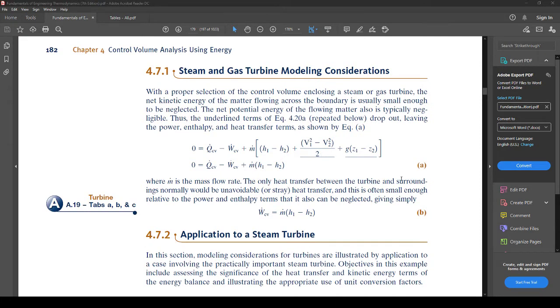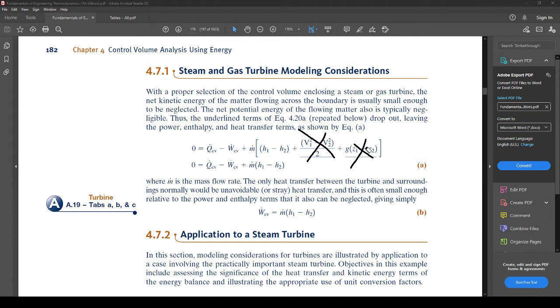All right, and then we have steam and gas turbine modeling considerations. This right here is what you will get when you work with steam and gas turbines. Once again, Q_CV, W_CV, mass flow rate, h1 minus h2. These terms tend to go away. Definitely the potential energy goes away, because your turbine is always going to be on the same level. There's no reason for one part to be higher than another part of the turbine. So this part definitely goes away.